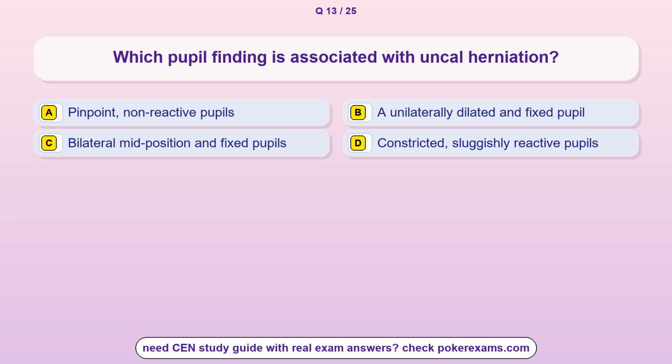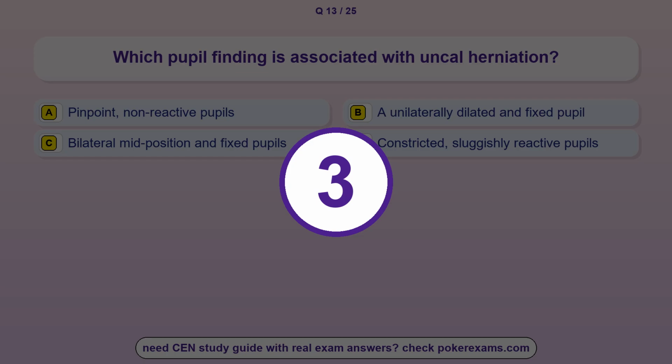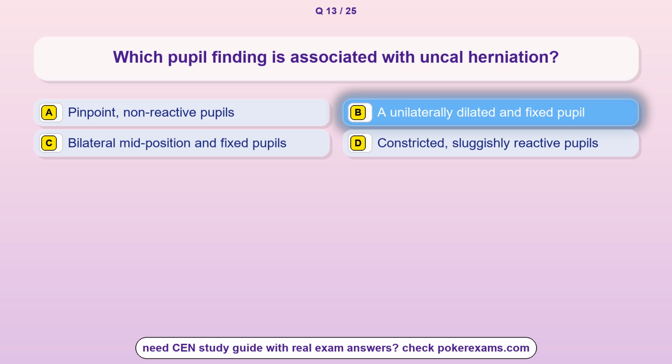Option A, pinpoint, non-reactive pupils. Option B, a unilaterally dilated and fixed pupil. Option C, bilateral mid-position and fixed pupils. Option D, constricted, sluggishly reactive pupils. The correct answer is option B, a unilaterally dilated and fixed pupil.